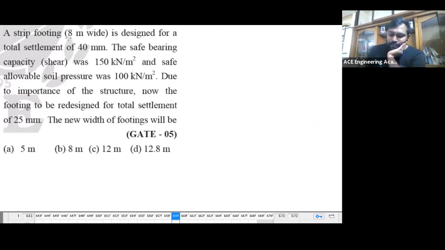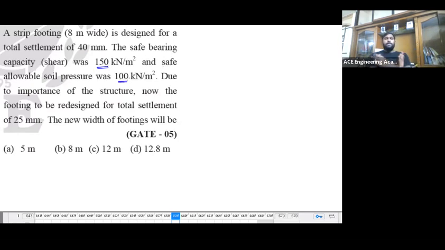A strip footing which is 8 meter wide is designed for a total settlement of 40 mm. Okay. Now, whatever the strip footing that is designed for a total settlement of 40 mm, the safe bearing capacity was 150 and the safe allowable pressure was 100.